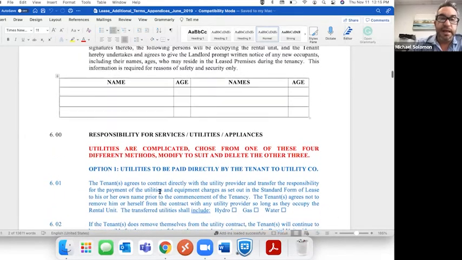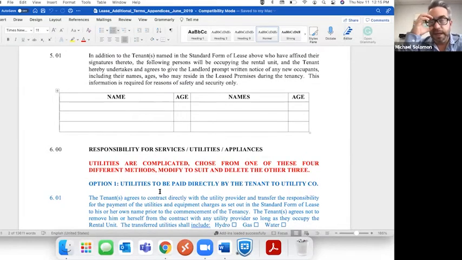Additionally, 5.01 helps you in the event that an unauthorized occupant comes in and lives there and starts taking occupancy, and perhaps the tenants move out. You've got a list of people that had originally lived there, which definitely helps if you need to file an application to terminate the tenancy and evict an unauthorized occupant. 5.01 would definitely help you with that as well.